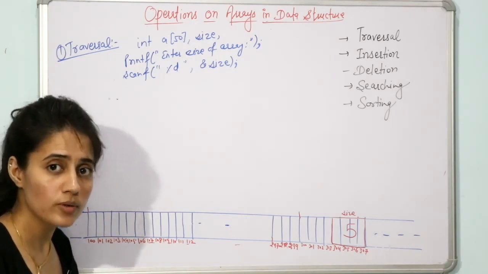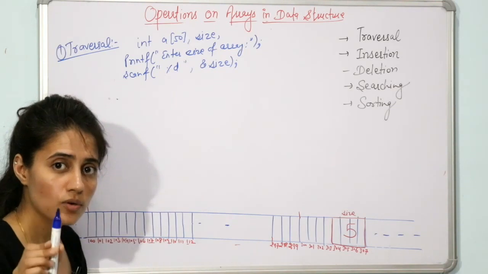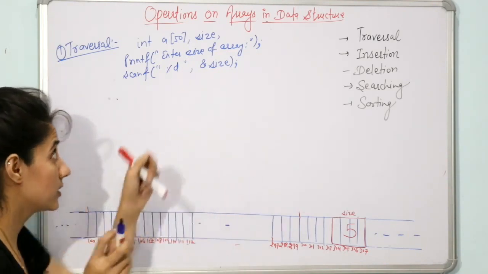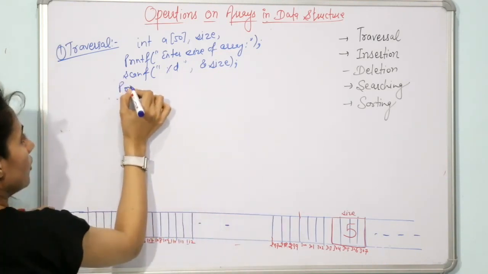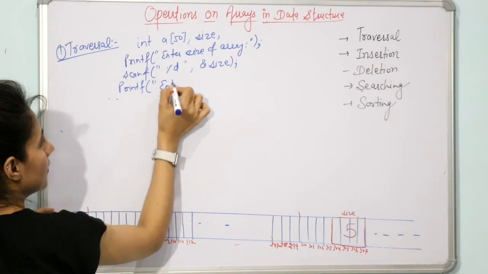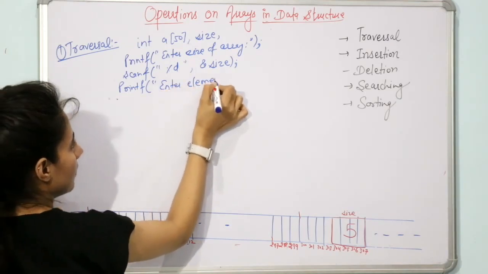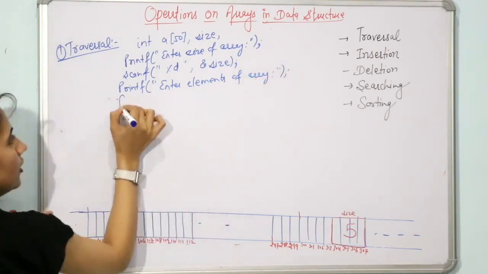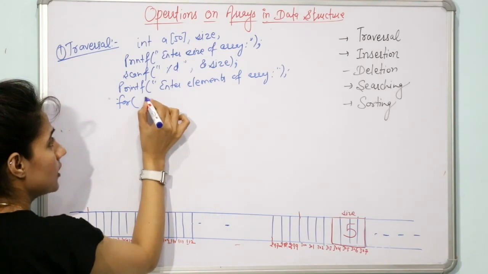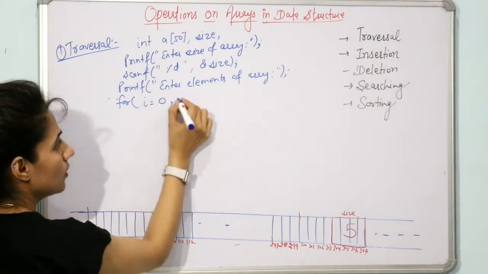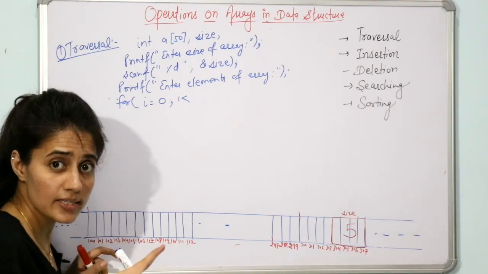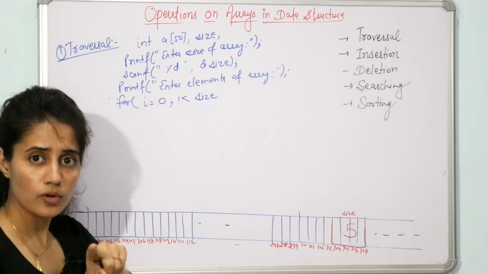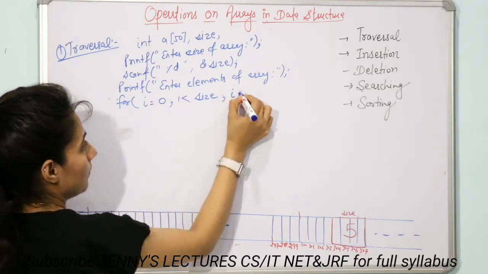Fine. Now how is the value to be inserted? I would start from 0 till 4, till size minus 1. You have to take one for loop. I have already discussed that. So what will you write? You will write printf enter elements of array, and you will write one for loop, and this loop's I value would start from 0, I would be less than size, less than 5, that is 4, 0 to 4, index would be 0 to 4, and that is I plus plus.